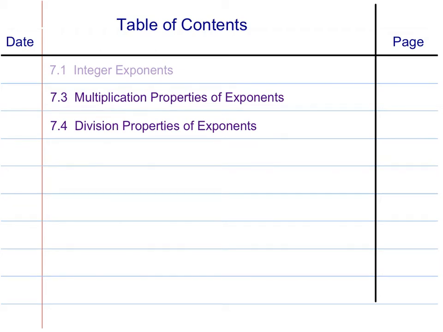Today we're going to look at two lessons. The next two we cover in Chapter 7. You may notice we skip over 7.2. We'll come back to that next, but 7.3 and 7.4 kind of go along with what we were looking at before, just our properties of exponents. So go ahead in your table of contents, put the date next to those sections, and then whatever page you're on over here in your notes.